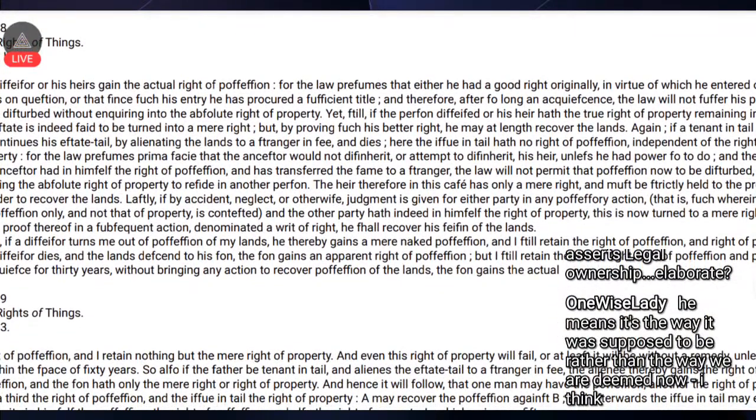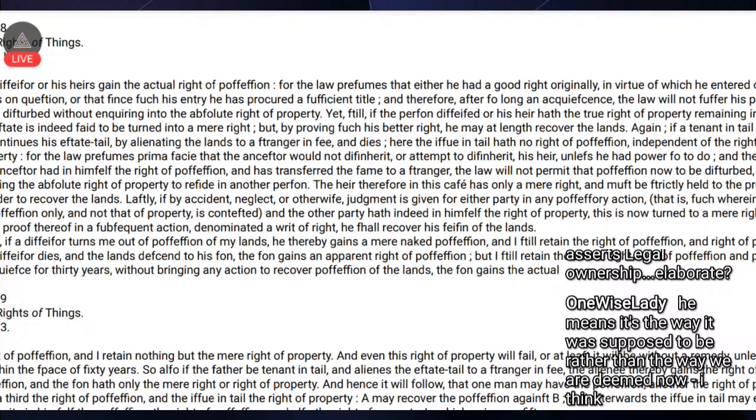actual right of possession. For the law presumes that either he had a good right originally, in virtue of which he entered on the lands in question, or that since his entry he has procured a sufficient title, and therefore, after so long an acquiescence, the law will not suffer his possession to be disturbed without inquiring into the absolute right of property. Yet still, if the person deceased or his heir hath the true right of property remaining in himself, his estate is indeed said to be turned into a mere right. But by proving such his better right, he may at length recover the lands.